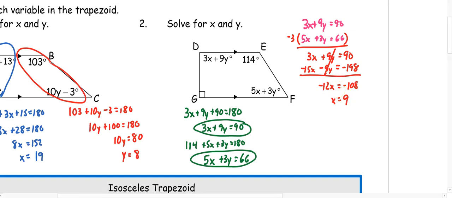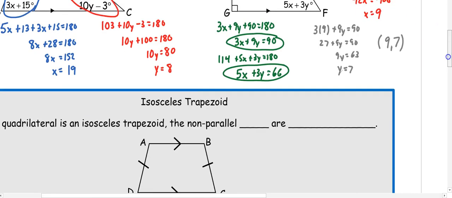Now, once I know x is 9, I need to go back and get y still. So I'm going to do 3 times 9 plus 9y equals 90. 3 times 9 is 27. And I can subtract that from both sides. So 9y equals 63. y is 7. So my ordered pair would be 7, 9. Or sorry, 9, 7. So an isosceles trapezoid gives us a few more properties.